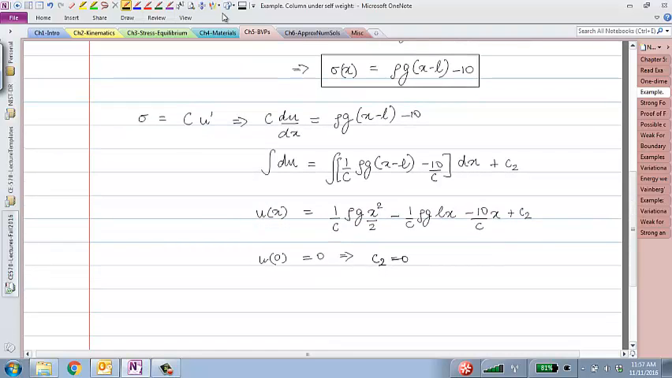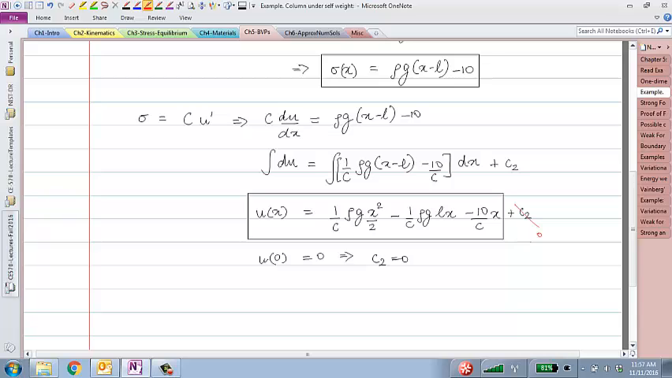So that immediately gives me the expression for displacement. Since C2 is 0, we don't have to worry about that part. And that's how you would solve an exact solution to this type of problem, right?